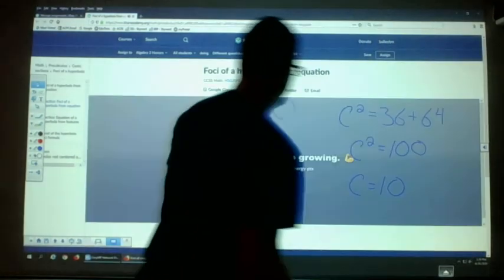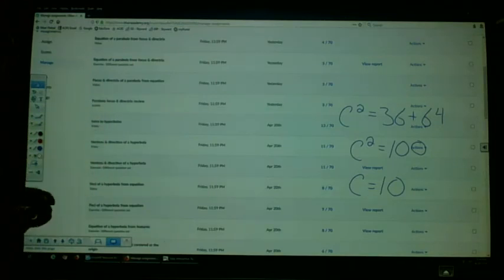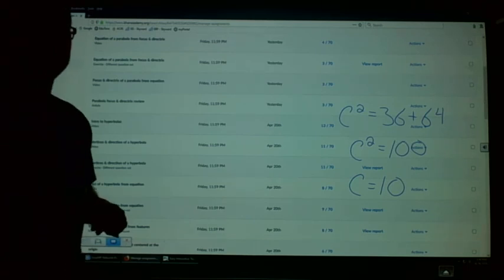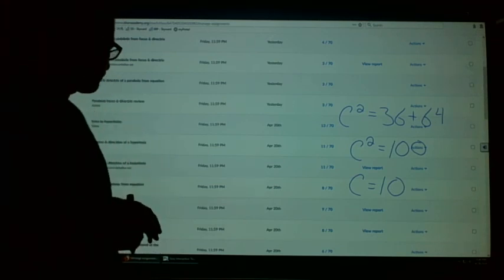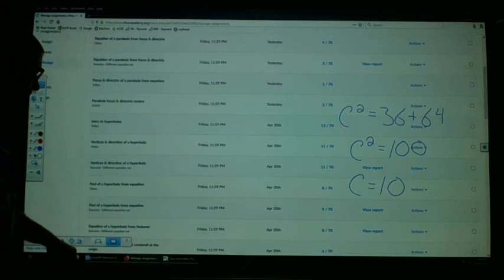Okay. The last exercise, equation of a hyperbola from features, I will do in another video. But it's just like the ellipse, so look for that later in the week. And then we'll look at parabolas as well.